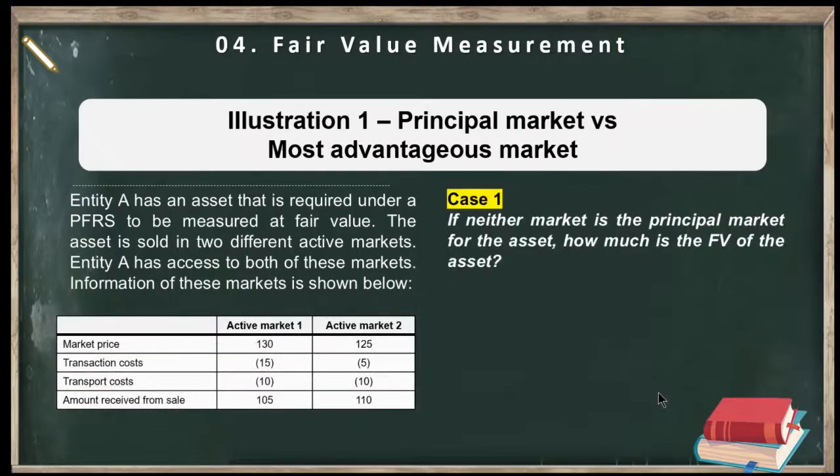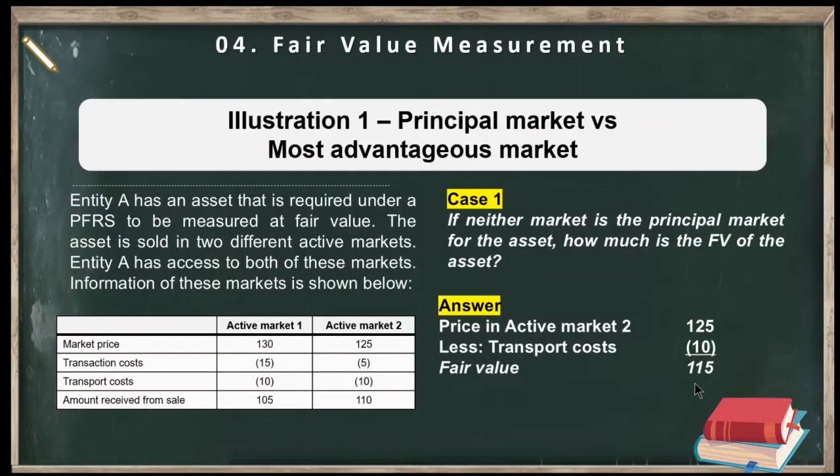So that's why nga ang fair value nga gamiton kay 115. So, transport cost gihapon ang gamiton. So, disregard the transaction cost in getting the fair value.